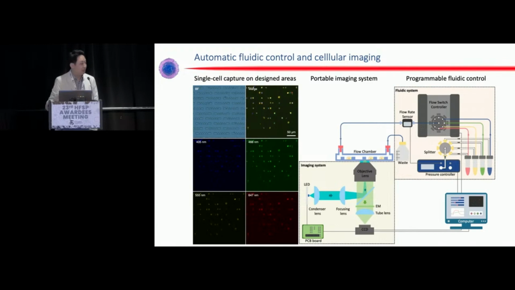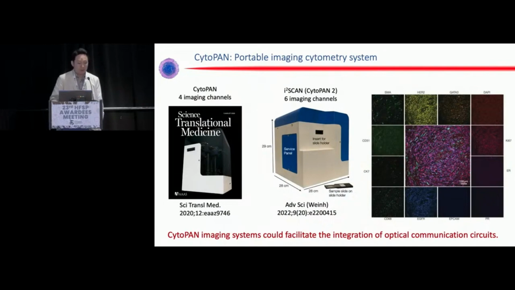So my idea was that we want to make a single cell capture site. We want to arrange the cells and the colony in a specific area. And then we want to make a portable imaging system to continuously look at these cell behaviors. More importantly, we want to make this programmable, with fully automatic fluidic control, such that the cells can be stimulated with nutrition and different chemical reagents, and then we can continuously monitor their activities. So we let the cells do their work, and then we take a picture. For the imaging system, we have been developing this portable imaging cytometry system.